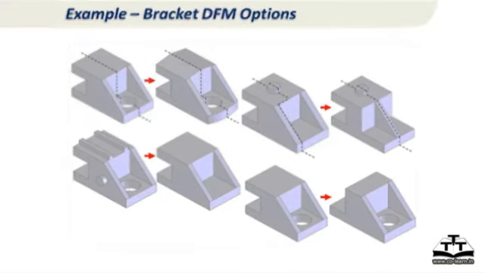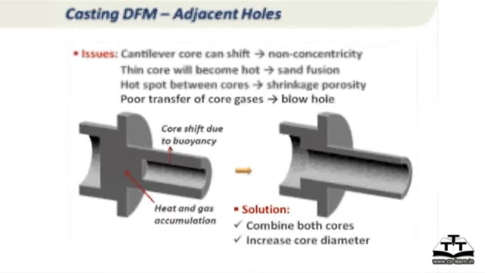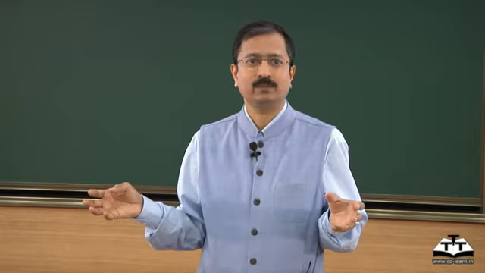If you see the left side, there are two, you can say either self core or a cored core. You have one core from the left side and one core from the right side. Both of them are cantilever cores or blind holes. The region between the two cores can become very hot because there is no print, so there is no air and gas escape. You remember, prints allow gases and heat to escape.